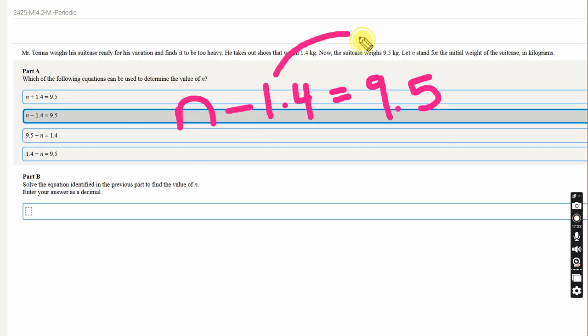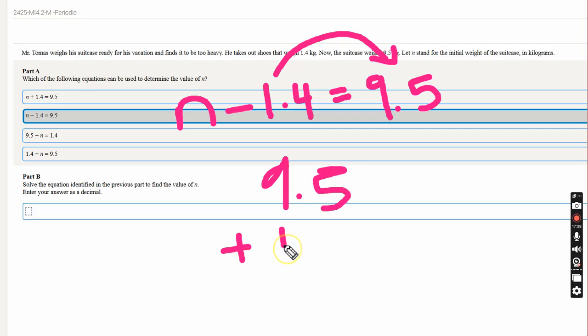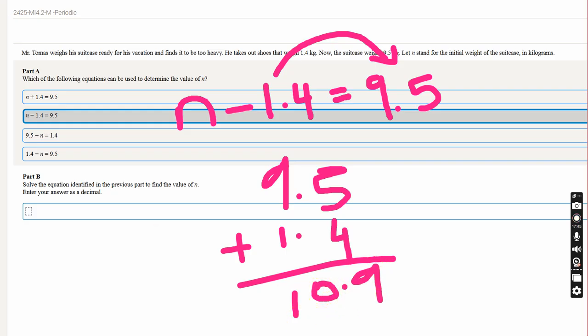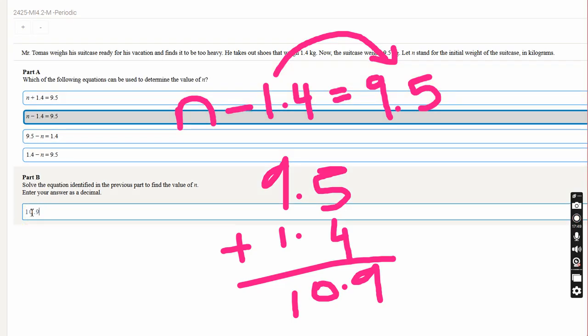Now you take the 1.4 to the other side. What would you do? 9.5 plus 1.4. What is that? 9 and 1 is 10. 10.9. 10.9 is the answer.